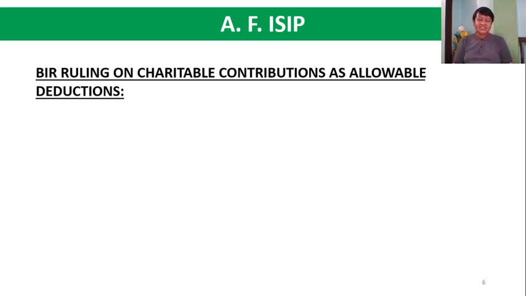Because of this, the BIR set rules in order to avoid abuse of this privilege given to the business entities. The business entities are given this privilege to include charitable contributions as allowable deductions. And in order to avoid abuse of that privilege given to them, the BIR set this ruling on charitable contributions.